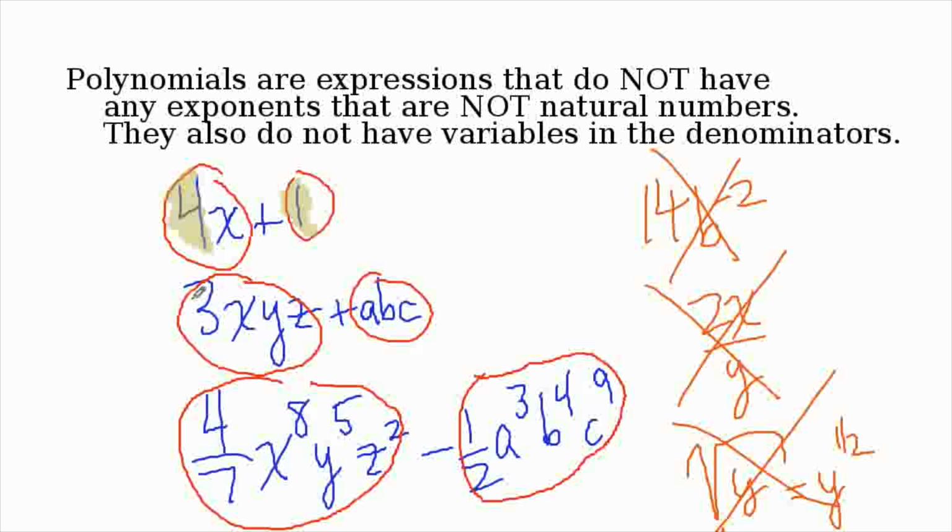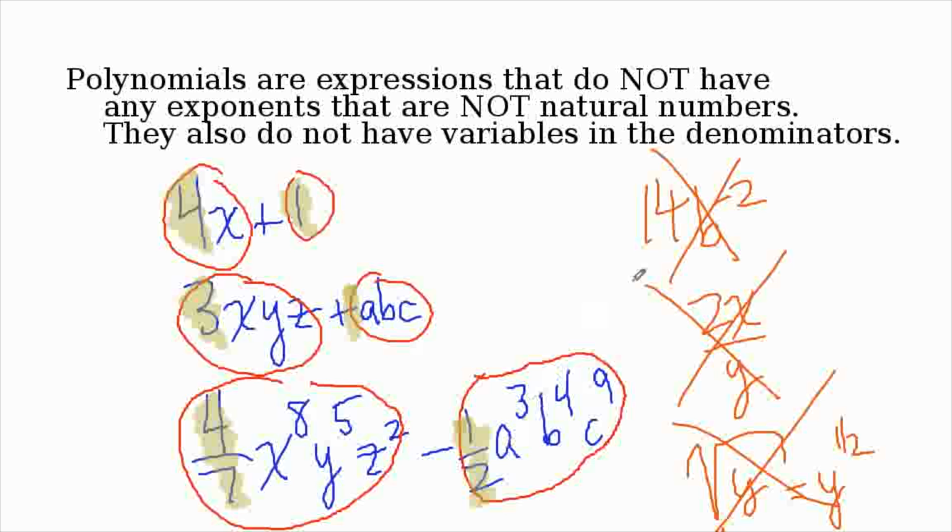For the second polynomial, the 3 is the coefficient. For the ABC term, you might say there's an invisible 1. So the coefficient is a 1 if you really had to specify a coefficient. And on the third polynomial, the 4/7 is the coefficient, and then the 1/2 is the coefficient of that term. If you want to think of it as you're adding a negative 1/2 a cubed b^4 c^9, then you would say that the coefficient is -1/2. But it's always the numbers.